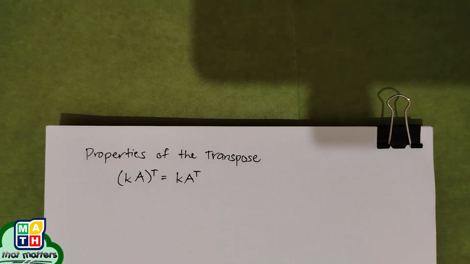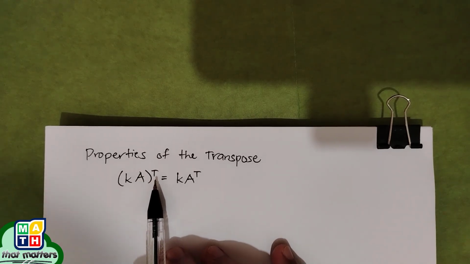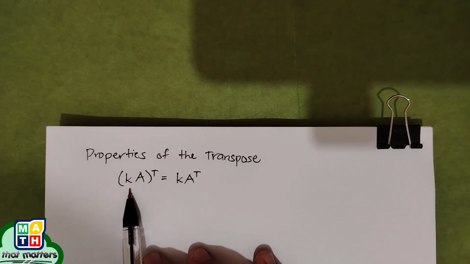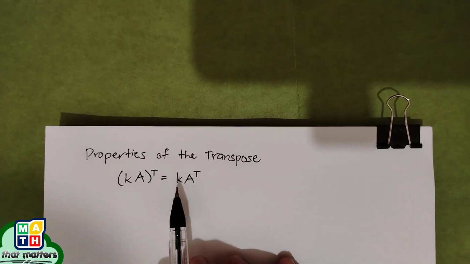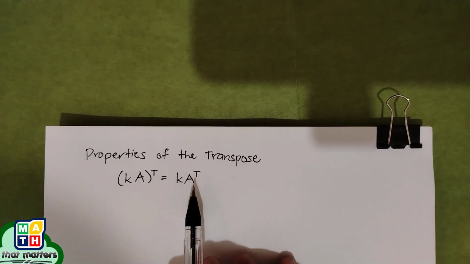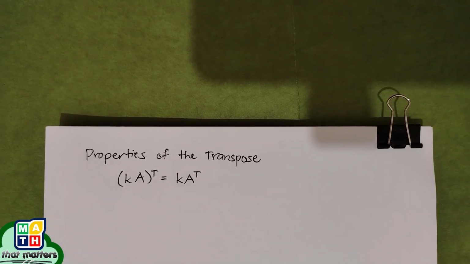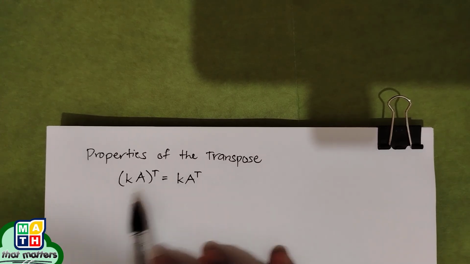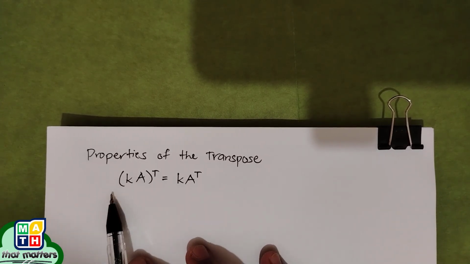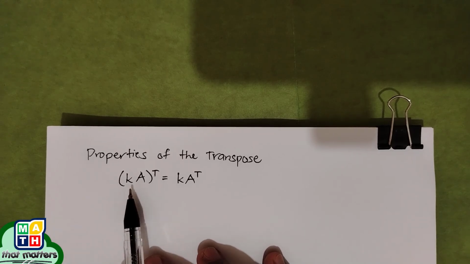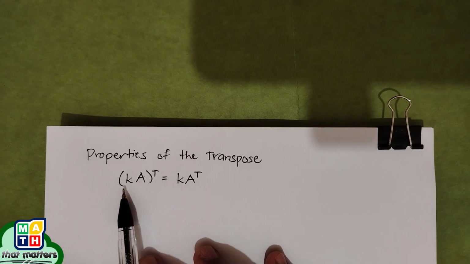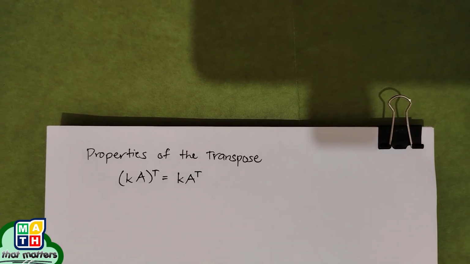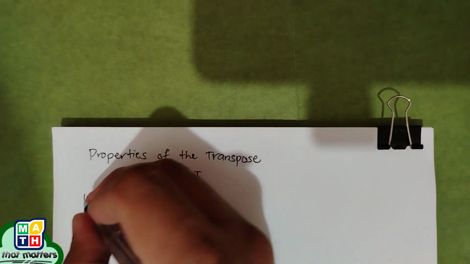The next property of the transpose we are going to prove is that the transpose of a product of a certain scalar k and matrix A is just equal to the product of the same scalar k and the transpose of A. In short, this means that if we have this expression, you can simply take out the scalar quantity and get the same result whether we multiply first before getting the transpose or take the transpose first.